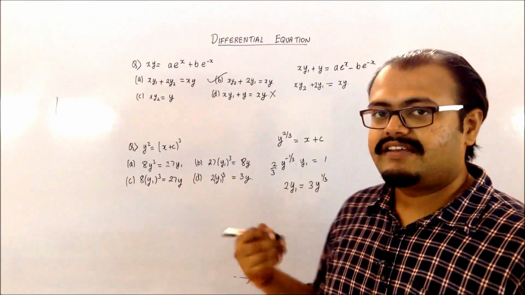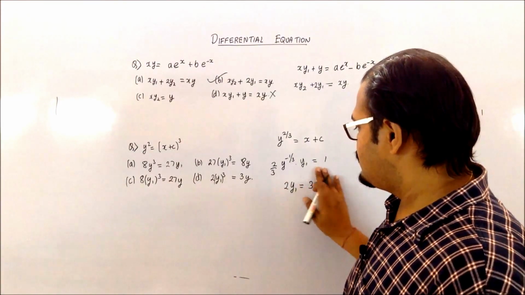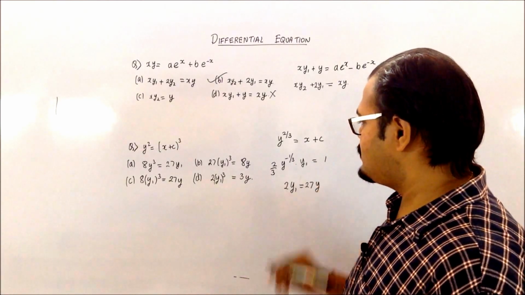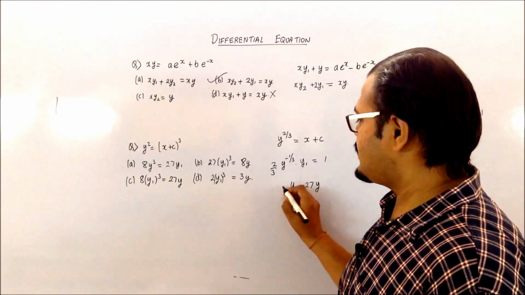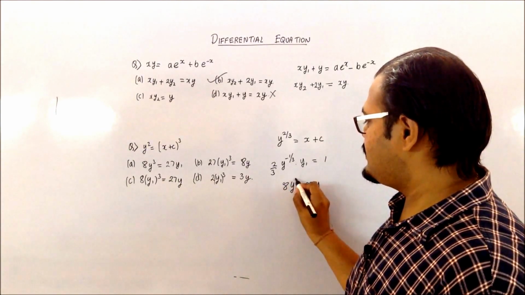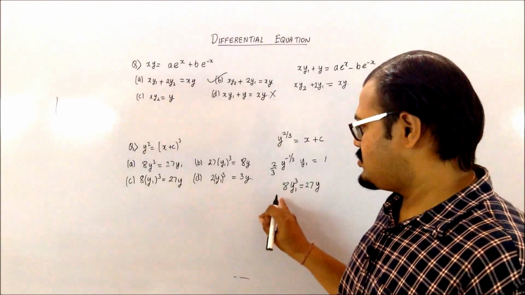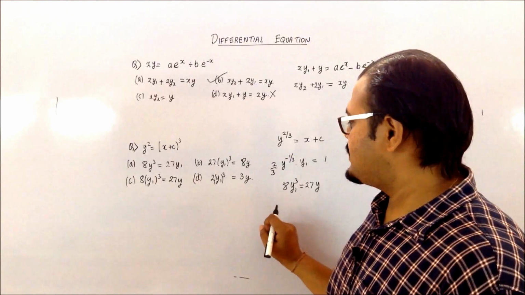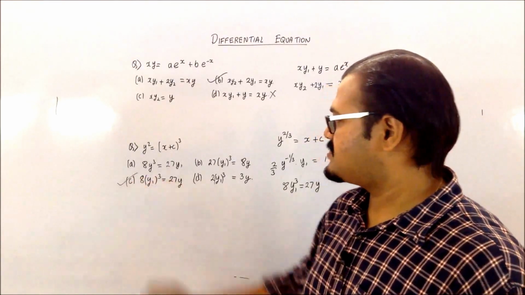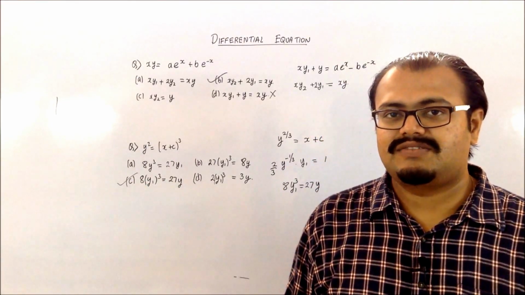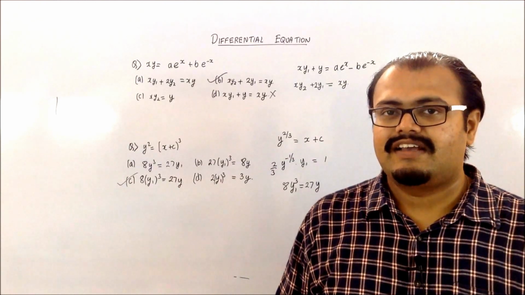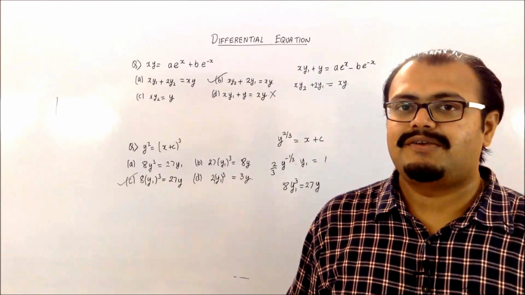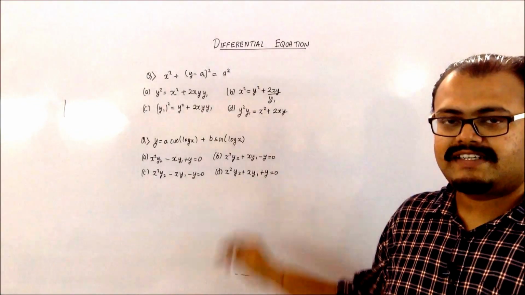Taking cube on both sides, 3 cube has the value 27 and 2 cube has the value 8, and y1 is also raised to 3. So you will have 8y1 cube equal to 27y, which is basically the answer option, this one. So by mere observation, you can simplify and reduce the number of steps required for solving, so that you get quicker answers. Moving on to the next question.